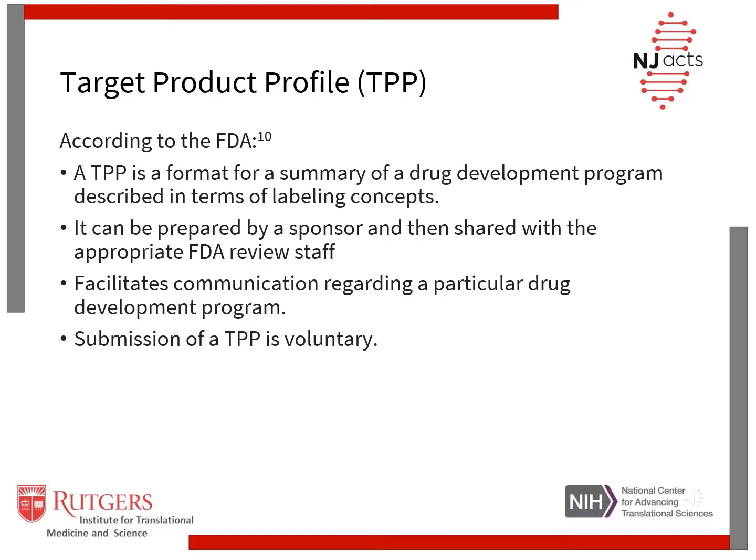Many research teams find it helpful to develop a target product profile, or TPP, to guide preclinical development of the drug. The TPP provides a framework to ensure that the program supports the intended clinical trial design and therapeutic use of the drug. According to the FDA, a TPP is a format for a summary of a drug development program that is described in terms of labeling concepts. It can be prepared by the drug sponsor and then shared with the appropriate FDA review staff. It ultimately facilitates communication regarding the drug development program, but its submission is completely voluntary.